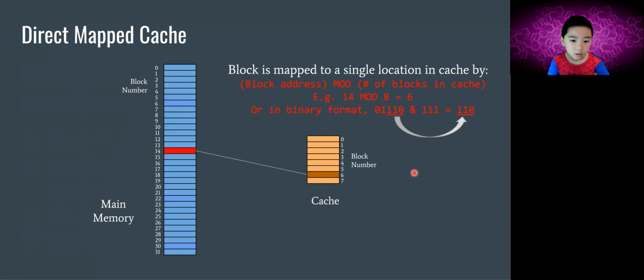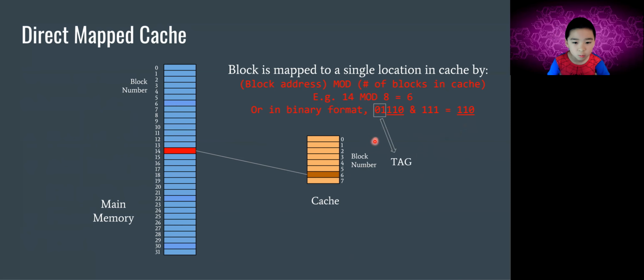This mapping can also be calculated using the modulus operator. For example, the block index of 14 in the main memory, mod the number of locations in cache, which is 8, is equivalent to truncating the last 3 bits, so it will be mapped to location number 6 in cache.